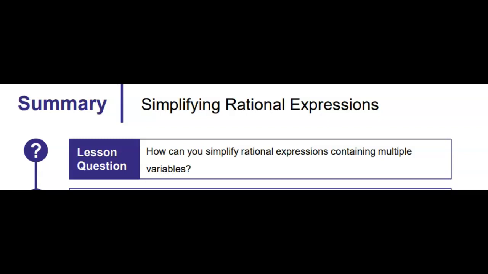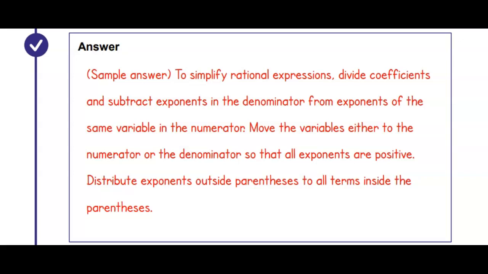Okay, I want you to take a second and review the lesson question. How can you simplify rational expressions containing multiple variables? Take a couple minutes and write down your answer. Now, look at the following sample answer. While your answer might not be exactly the same, did you think about the process of simplifying rational expressions containing multiple variables? Did your answer contain some of these components?